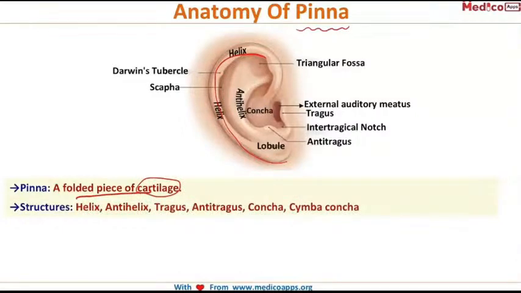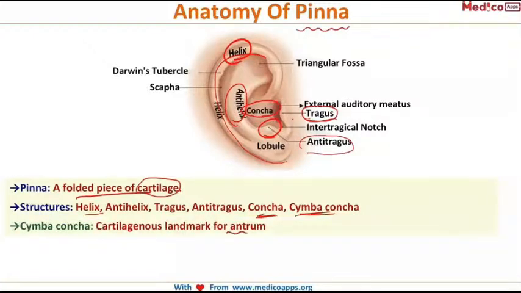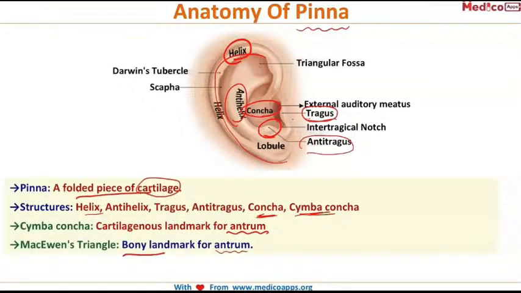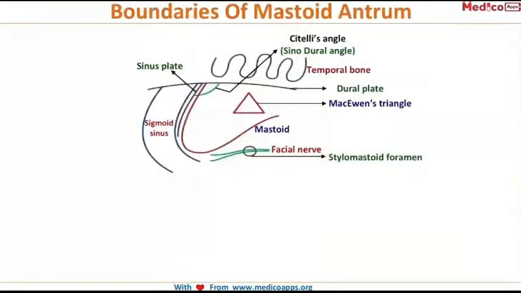The next are the structures of the pinna: the helix, that is over here, the antihelix, the tragus, we all know what the tragus is, the antitragus lies over here, and the concha, then the Cymba concha. Okay, this is the concha. Then Cymba concha is a cartilagenous landmark for the antrum, and MacEwen's triangle is the bony landmark for the antrum. This is important for the antral approach for a few ENT surgeries. So the Cymba concha is a cartilagenous landmark for the antrum, and MacEwen's triangle is a bony landmark for the antrum.